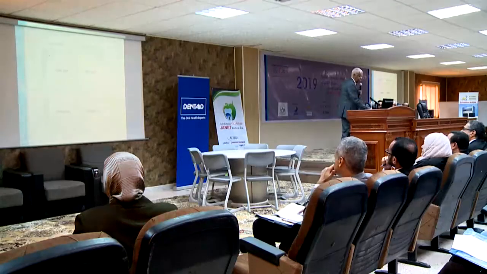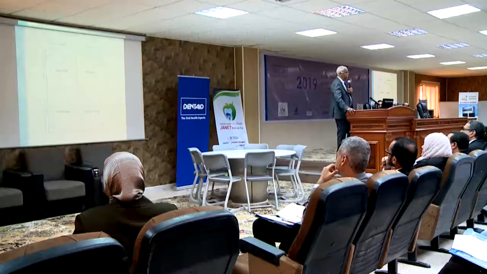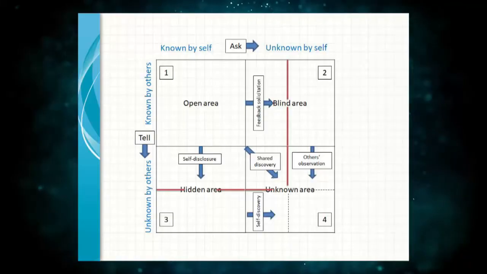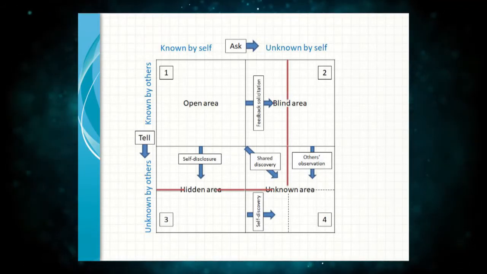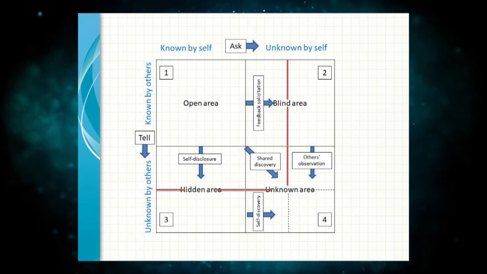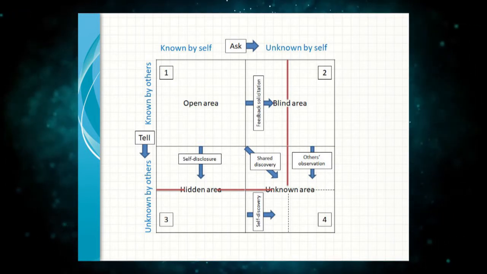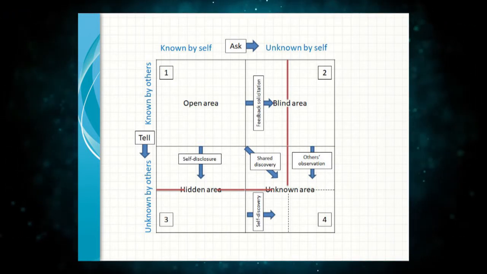So this model is about what you know about yourself and what other people know about you. And the model is divided into four quadrants. The first quadrant is called the open area, and it contains information that the person knows about himself or herself and other people know about them. So it's shared knowledge, common information.